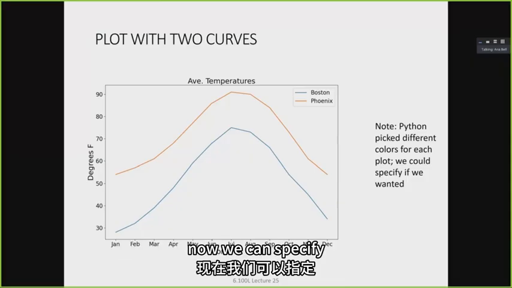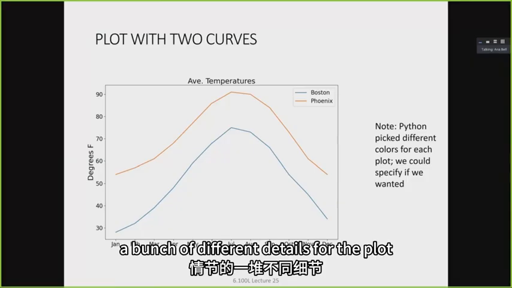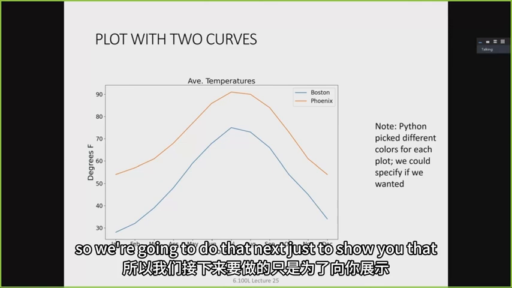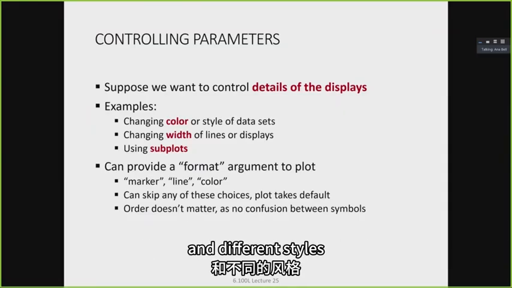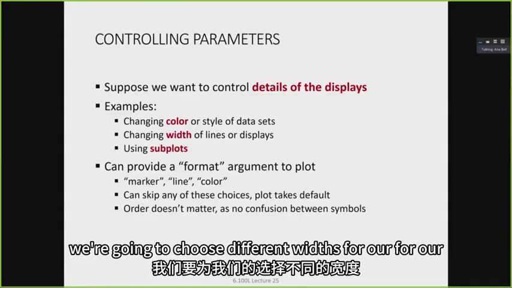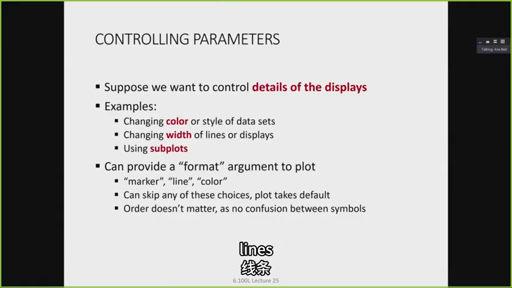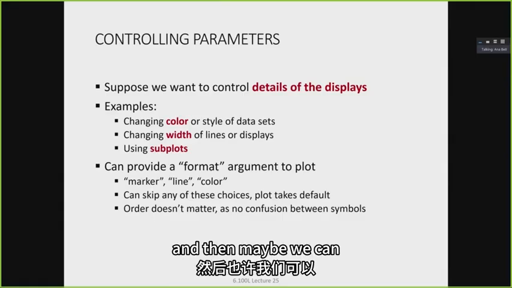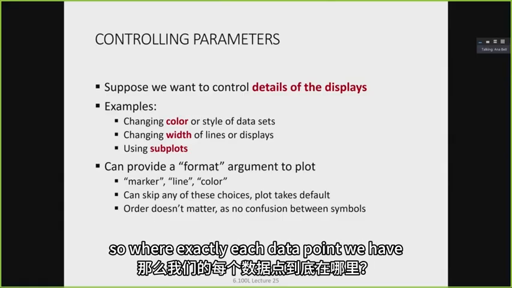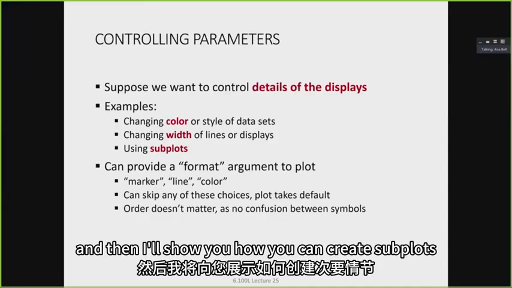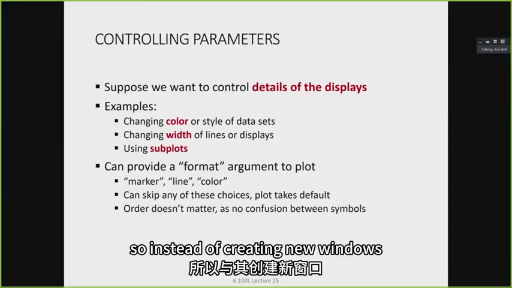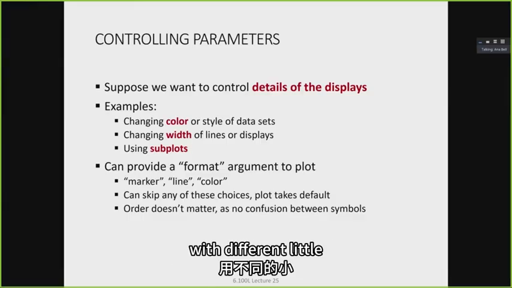Now we can specify a bunch of different details for the plot. So we're going to do that next, just to show you that you can. We're going to choose different colors and different styles for our plots, different widths for our lines, and then we'll also add some markers, so that each data point we have gets marked. And then I'll show you how you can create subplots. So instead of creating new windows, you can have one window with different little subplots within.